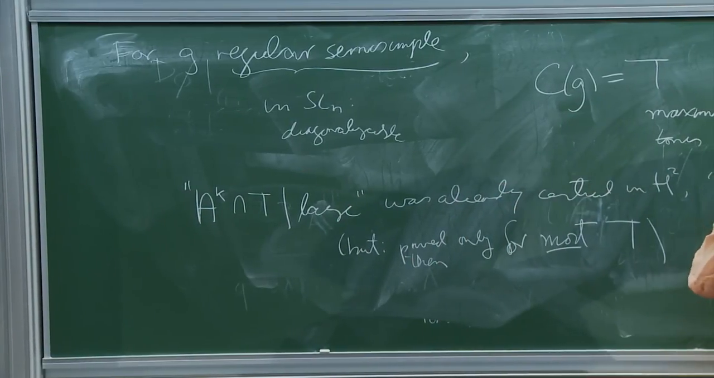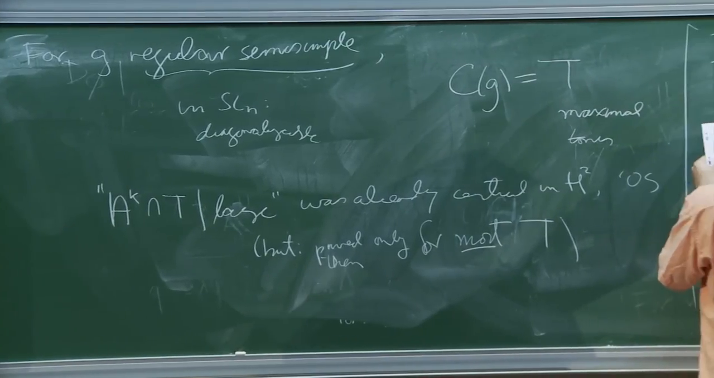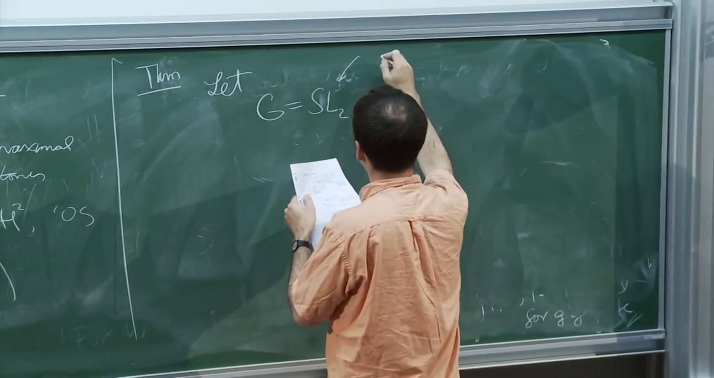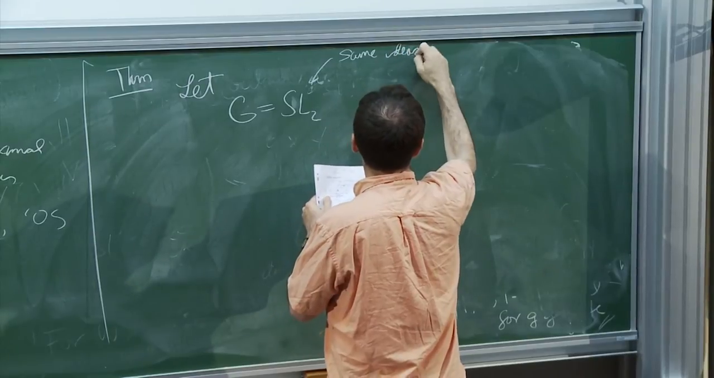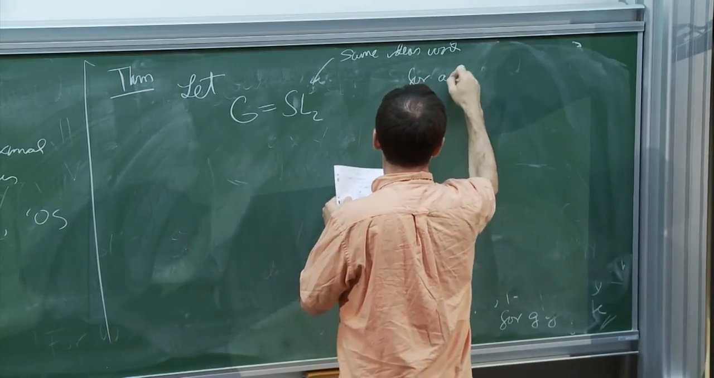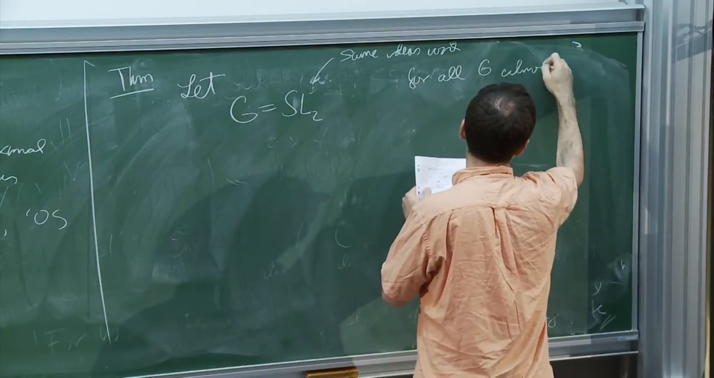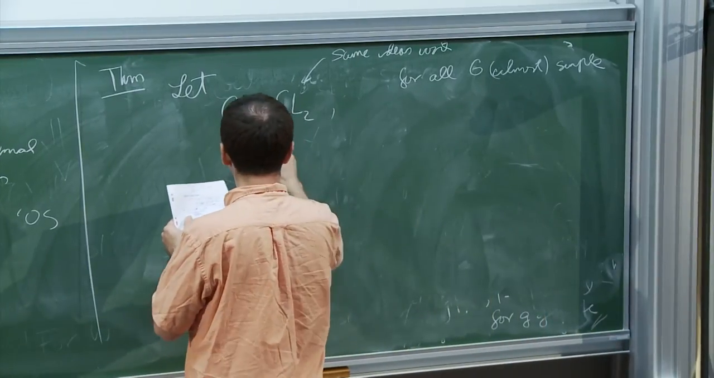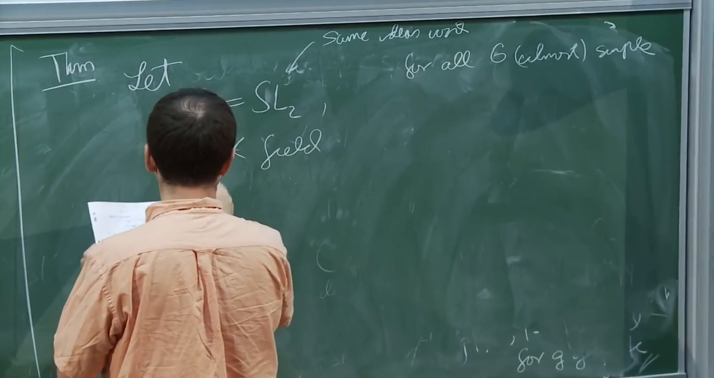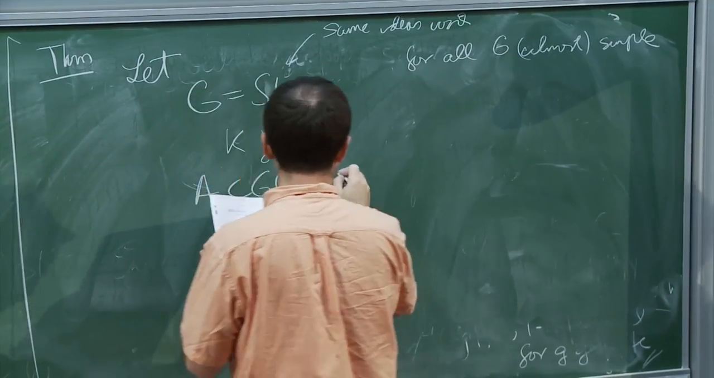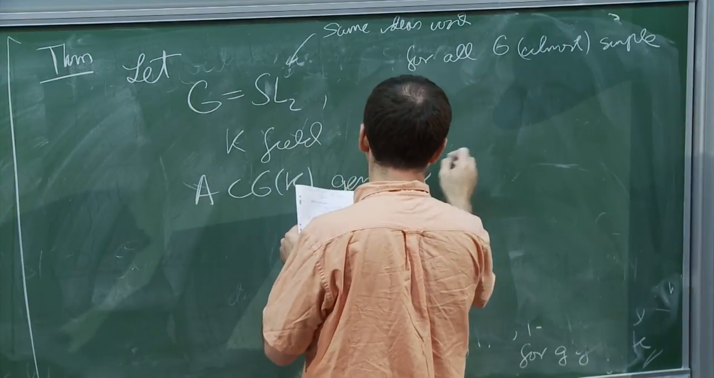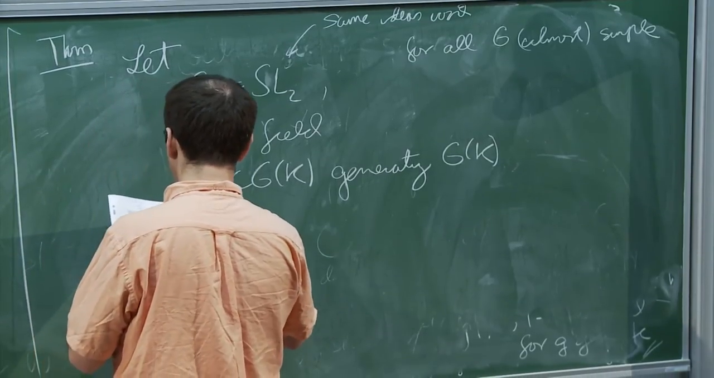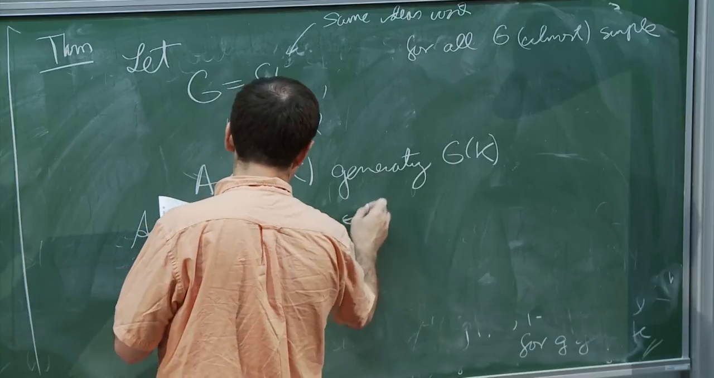All right, so we finally have just about enough time to prove that for G equal to SL2, but the same ideas, it is a modern proof, so the same ideas work for all G, almost simple. Okay, a field K, A a subset of G of K, generating G of K. As I said, that can be softened. We assume this, so it's not really necessary.